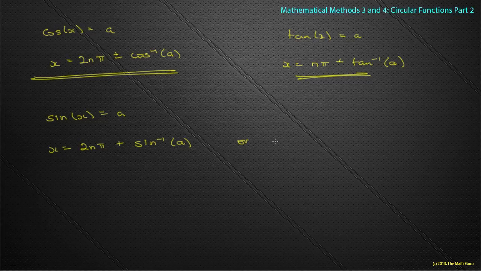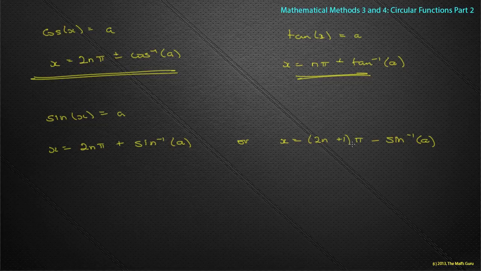That will give you half of your solutions, right? And, because there's another lot, x is equal to (2n+1)π minus sin⁻¹(a), all right? And if you've done any of these questions in the exam, you'll probably start to find that yes, there are more than one solution.